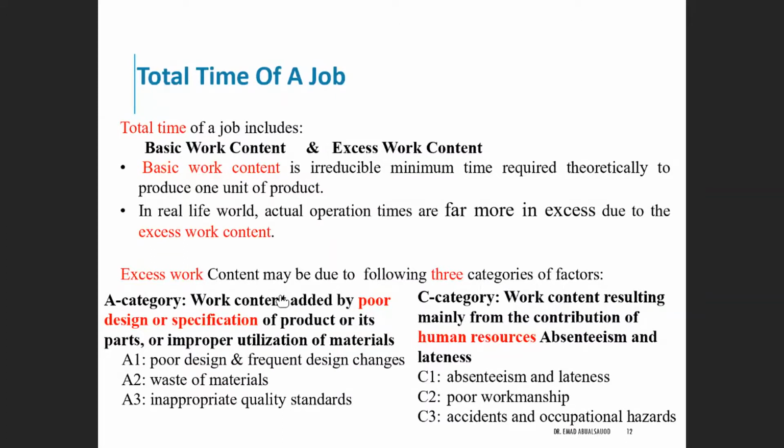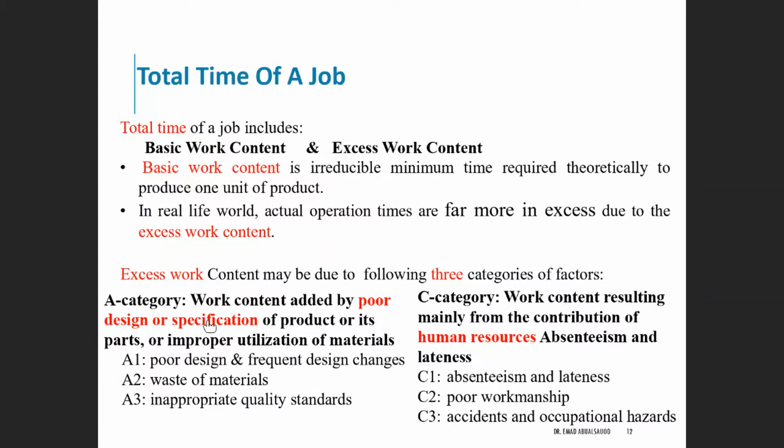The first category of the excess work is work content added by poor design specification. I have poor material, or poor design that requires too many tasks to do, or inappropriate standards for the material or for the related tasks that need to be completed. So that produces excess work, extra work you have to do due to this category.